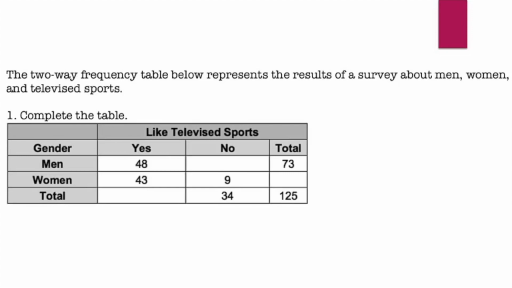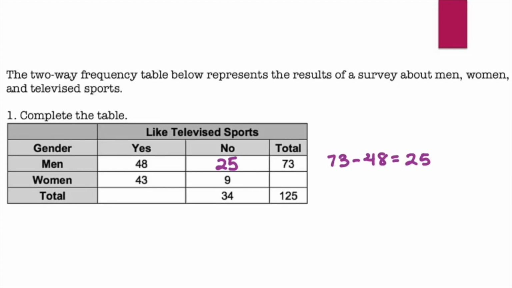So for men, what I like to do is to actually go to the category that gives us answers. So 48, if it's out of 73, so we just subtract 48 from that, and you would get the ones that chose no, which is 25. So we put 25 right there. So when we add 25 plus 9, does that equal 34? And it sure does, so we know we have the right answer.